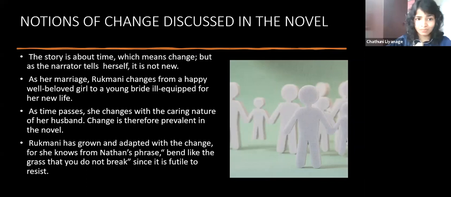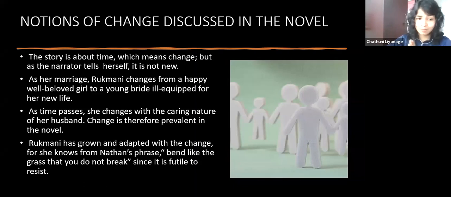The next point: with her marriage, Rukmani changes from a happy, well-beloved girl to a young bride ill-equipped for her new life. After the marriage of Rukmani to Nathan, a tenant farmer, she accepts the downward mobility of her life. The third point deals with how, as time passes, she changes with the caring nature of her husband. With time, her childish behavior becomes a bit more mature, and she loves her husband more than earlier. So therefore, it's prevalent in the novel.